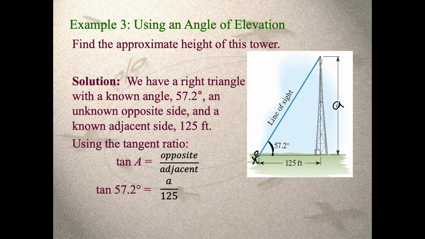So similar to what we did in the last example, we can solve for A by multiplying both sides by 125. So the denominator cancels out. We've got A all by itself now. So A equals 125 times the tangent of 57.2. So I'll give you a second to put this into your calculator. See if you can do this without me this time.